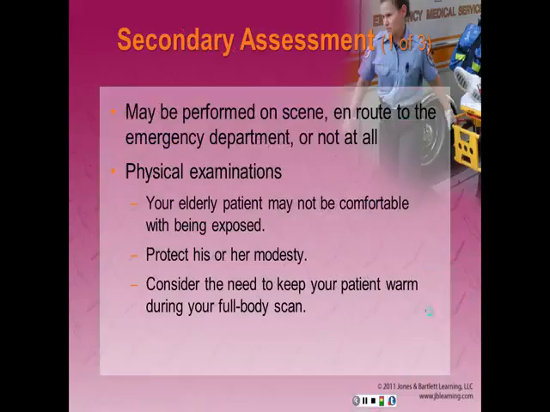The secondary assessment may be useful and may be performed on scene, en route to the emergency department, or not at all. When you do your physical exam, you must remember that your elderly patient may not be comfortable with being exposed, and you should protect their modesty. And consider the need to keep your patient warm during your full body scan.